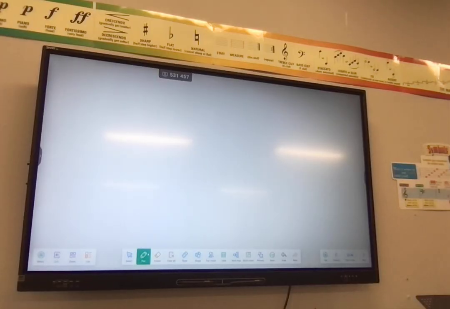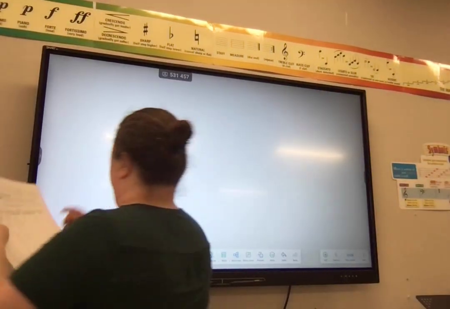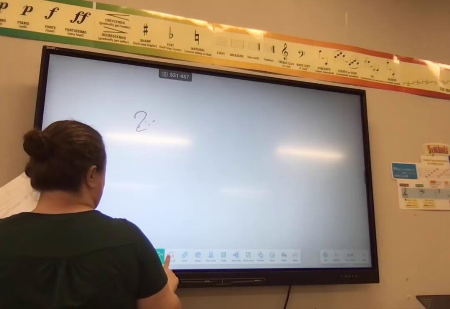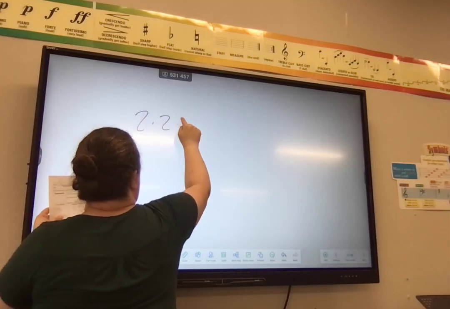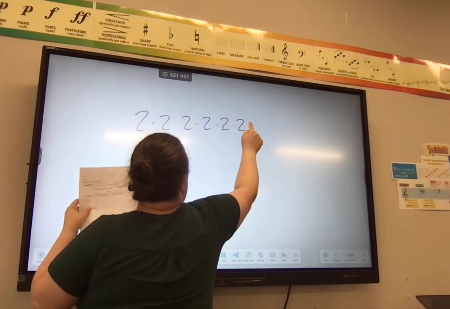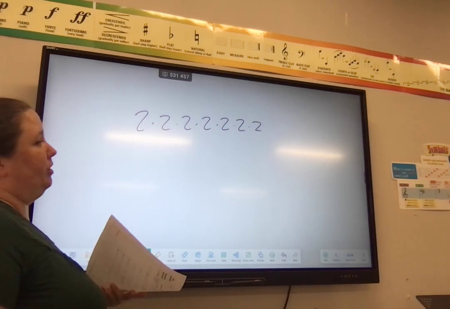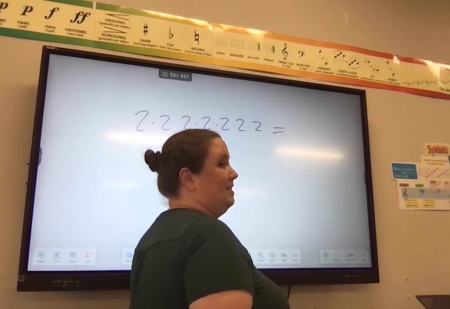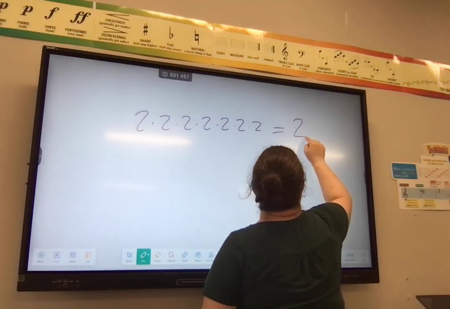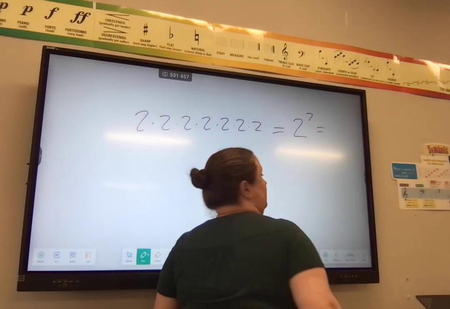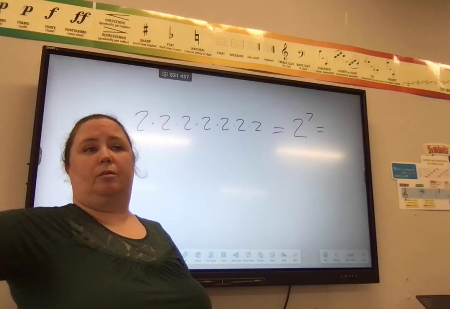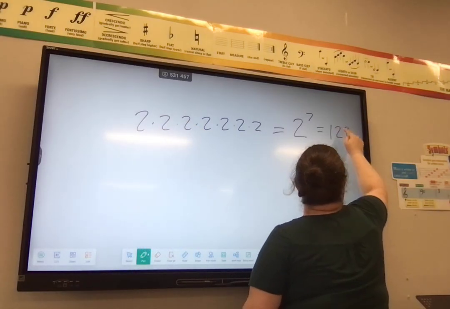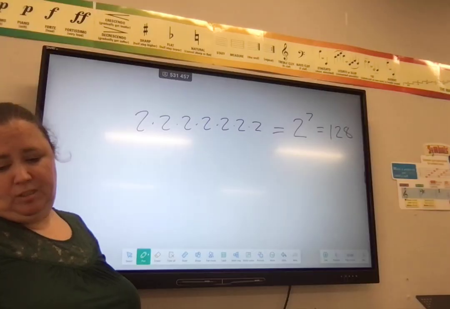Number 2. We have, wow. 1, 2, 3, 4, 6, 7. All right, so there's a lot of 2's. How many 2's are there? 7. So I'm going to write this. What's my base number? 2. What's my exponent? 7. Excellent. So on your calculator, do 2 to the power of 7. Is it? Oh my, good job. 128. Excellent job. So there's the answer to number 2.